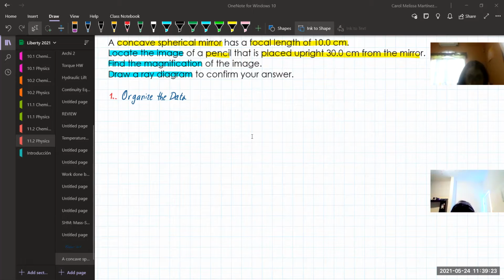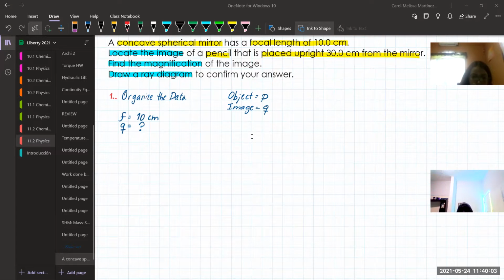They are giving us the focal length, that is 10 centimeters. They are telling you to find the image of a pencil. That means that I need to look for the image, the q, okay? The reflection of the object. The object is p. Remember this. Object p. The image is q. Okay? Both lowercase.